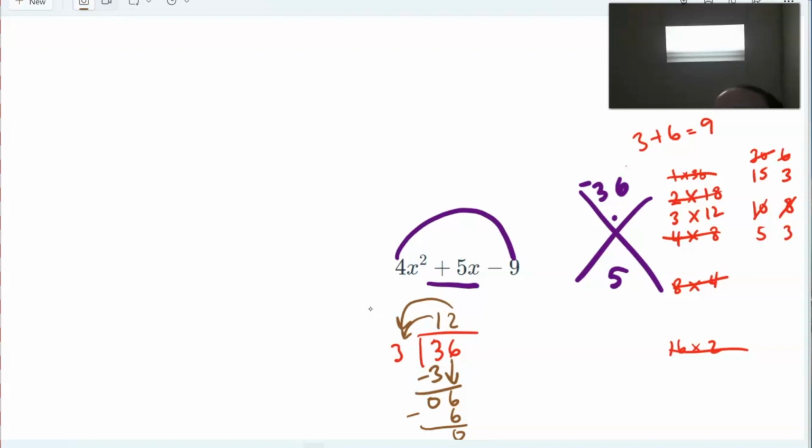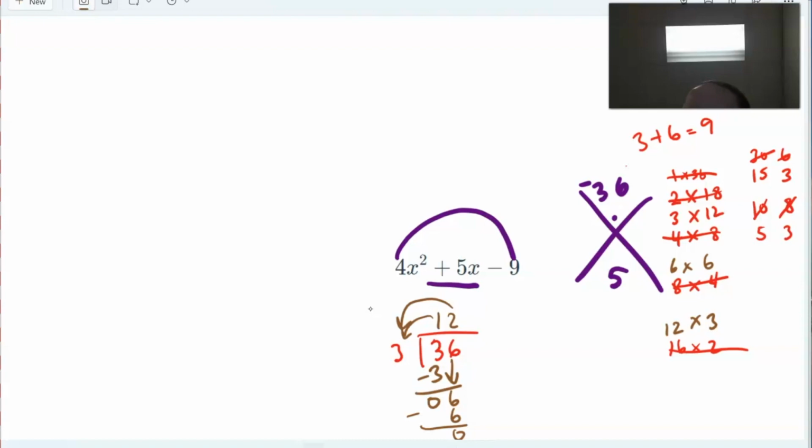Can I break 12 in half? I can, so that will give me the answer for 6. So 12 divided by 2 is 6. Can I break 6 in half? I can. That will give me the answer for 3. So 6 divided by 2 is 3. Can I break 3 in half? No. Okay, so let's check these numbers. I'm looking for close to 5, right?